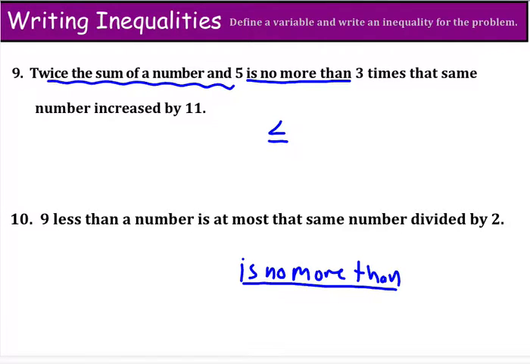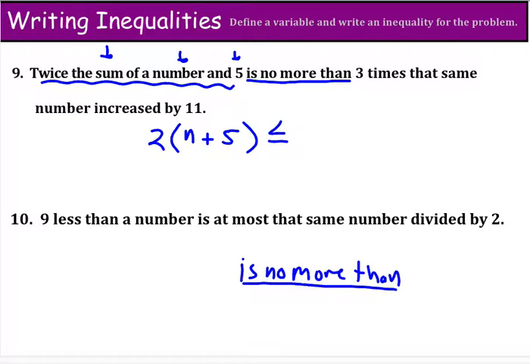Now, this is going to be the first half of our inequality on the left-hand side. Twice the sum. As soon as I say twice the sum, I'm saying twice the sum of what? So it's going to be in parentheses. Twice the sum of a number and 5. So those are the two things I'm adding. I'm going to use n, and that's fine.